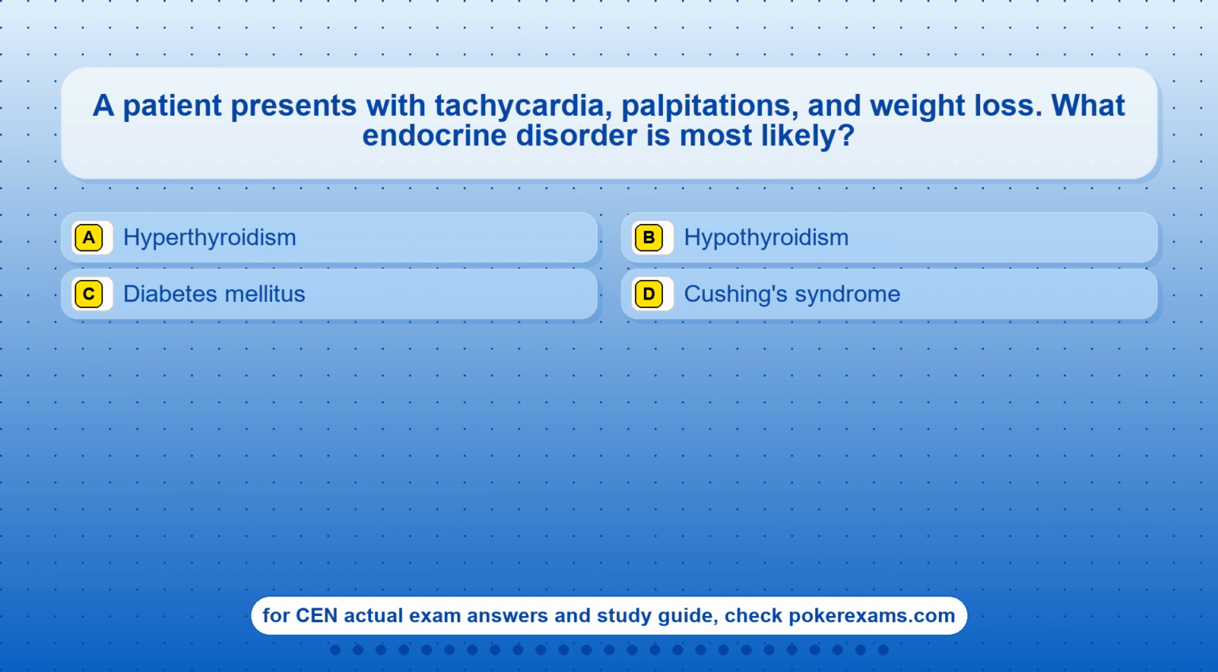Question 12. A patient presents with tachycardia, palpitations, and weight loss. What endocrine disorder is most likely? Option A, hyperthyroidism. Option B, hypothyroidism. Option C, diabetes mellitus. Option D, Cushing's syndrome.